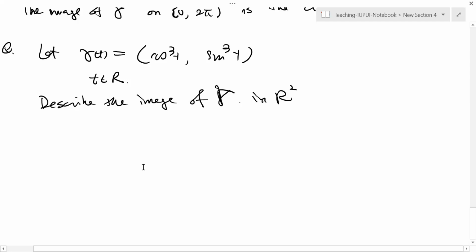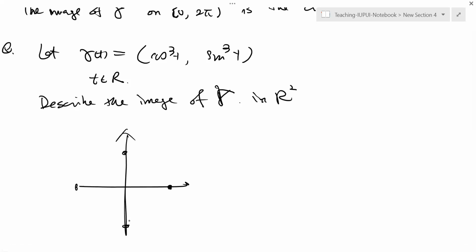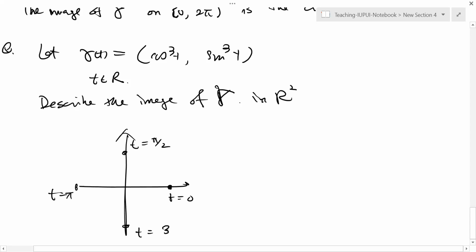It's similar to the circle. Okay, when t equals 0, it's here. When t equals pi over 2, it's here. When t equals pi, it's here. When t equals 3 pi over 2. Right? t equals 0, t equals pi over 2, t equals pi, t equals 3 pi over 2.